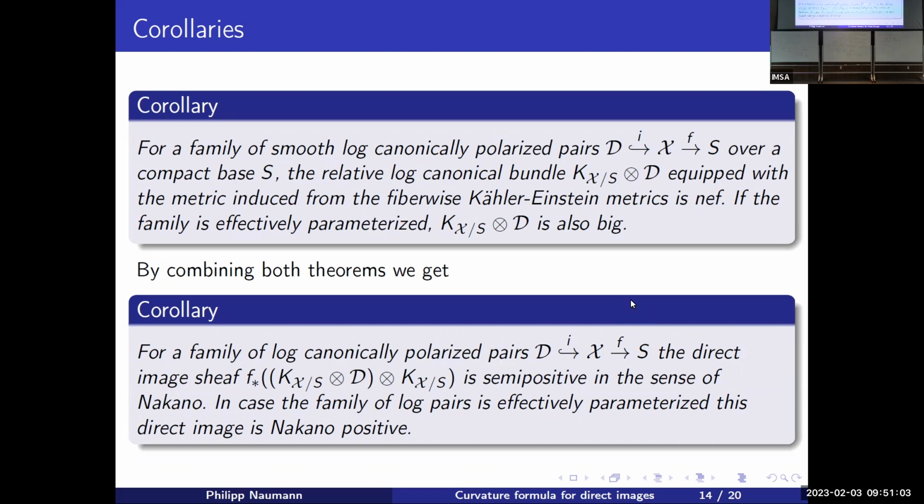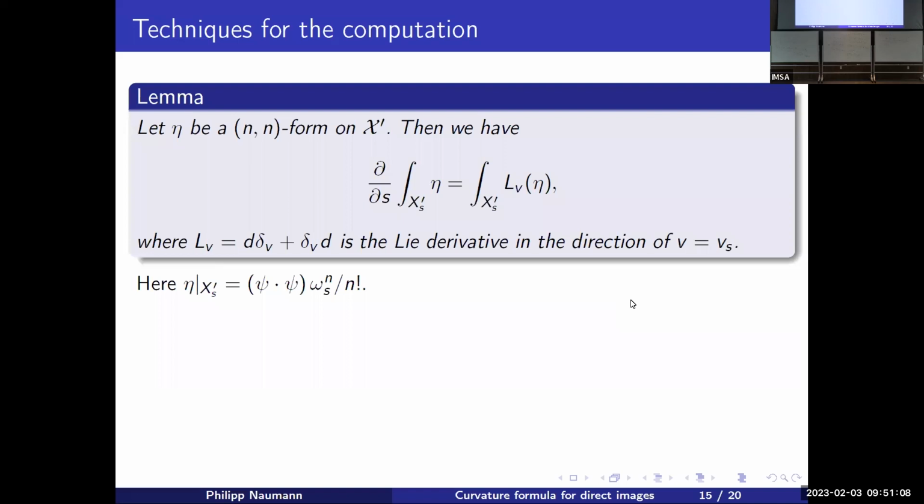So what are the techniques? Maybe I have no time to explain this technical computation. To compute curvatures, it's just second order derivatives, and you need to differentiate in base direction. The metrics are defined by fiber integrals, so you need to differentiate those. When you do this, the so-called Lie derivatives show up, so you can differentiate under the integral by using this Lie derivative. Then the result is still a well-defined tensor, so it's really something geometrically meaningful.